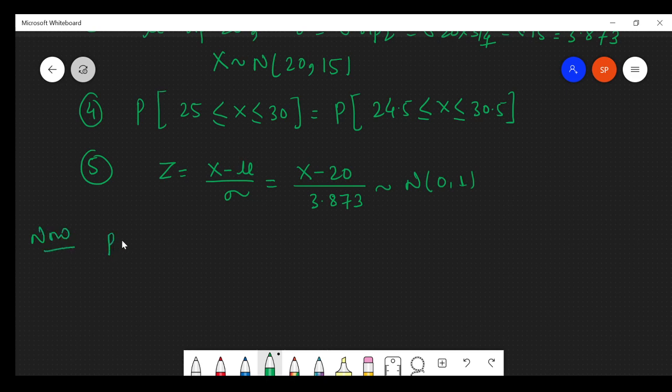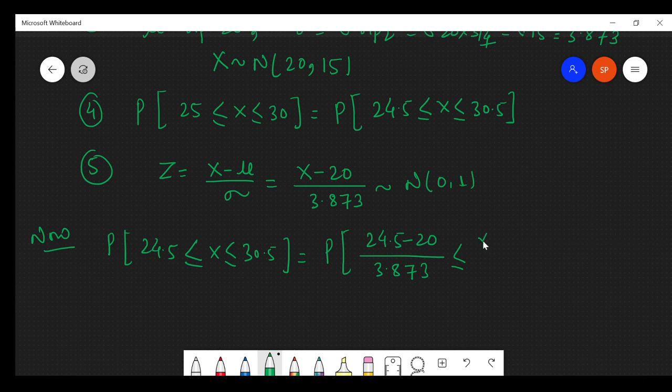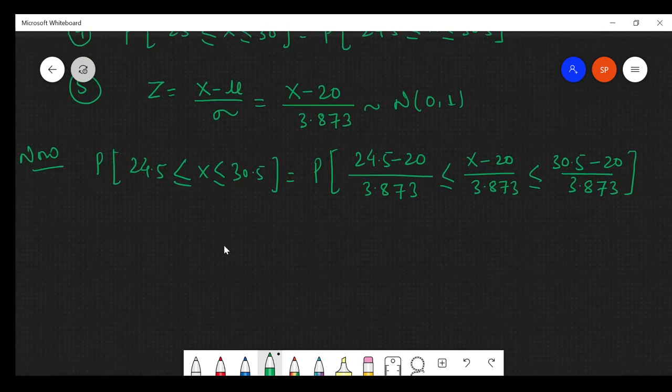Now our target is to convert these values: the probability that X lies between 24.5 and 30.5. So we convert the probability of 24.5 minus 20 divided by 3.873 less than (X minus 20) divided by 3.873 less than 30.5 minus 20 divided by 3.873. Now after calculation, we get the probability of 1.16 less than Z less than 2.71.